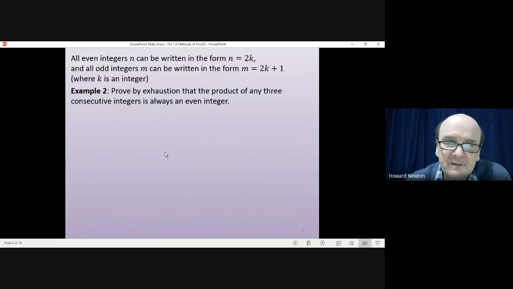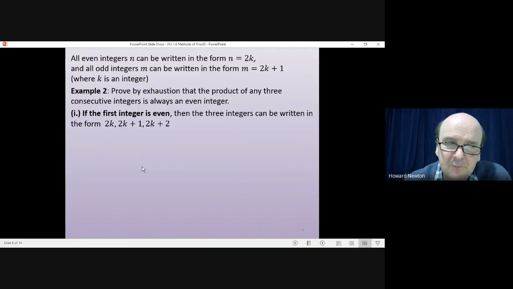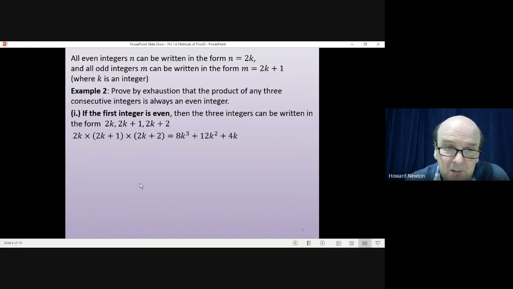Okay, let's have a look. So first of all, we assume that the first integer in the sequence is even. If that's the case, then the three integers can be written in the form 2k for the first one, so that it's even. The second one has to be one more than that because they're consecutive, and the third one has to be one more again. Then we're going to have to multiply those together.